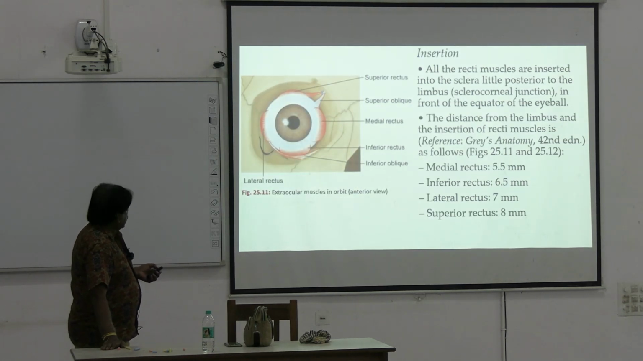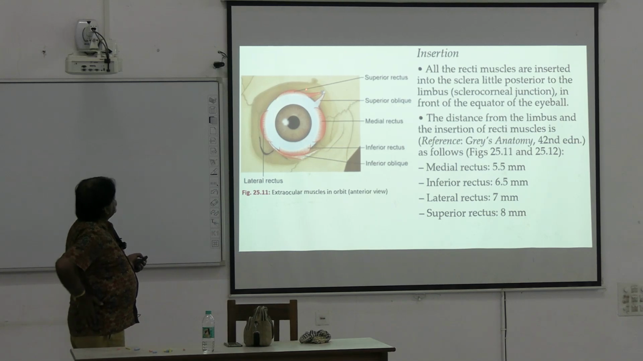Insertion. See how the muscles are: the lateral rectus, superior rectus, medial rectus, inferior oblique. Now, here's the superior oblique with a pulley here. All the recti muscles are inserted into the sclera, a little posterior to the limbus, sclerocorneal junction, in front of the equator of the eyeball. The distance from the limbus and the insertion of the recti muscles.